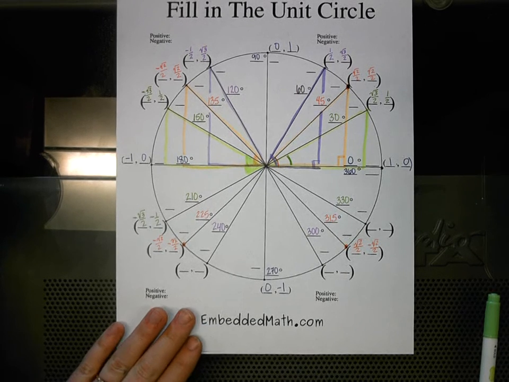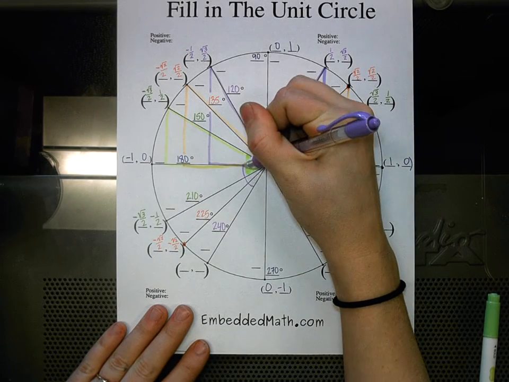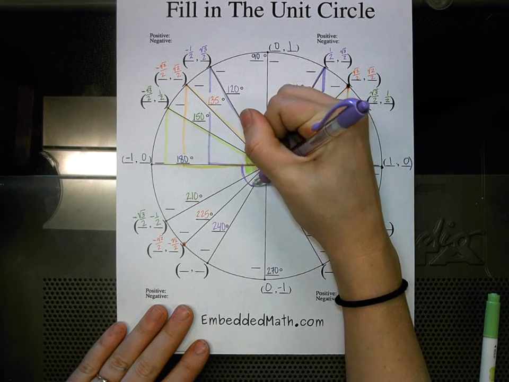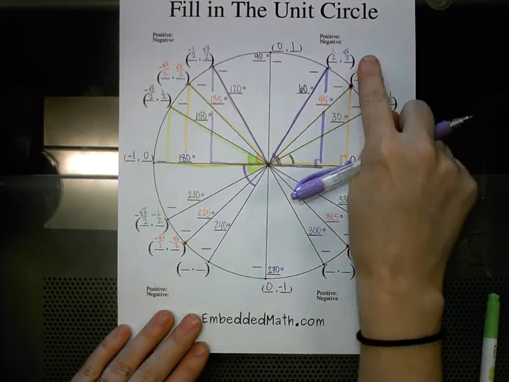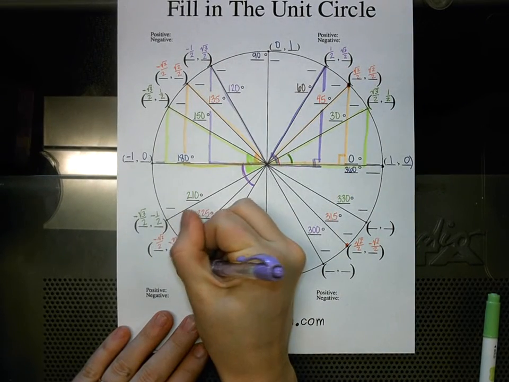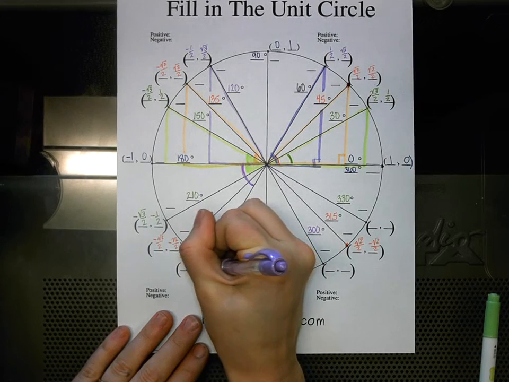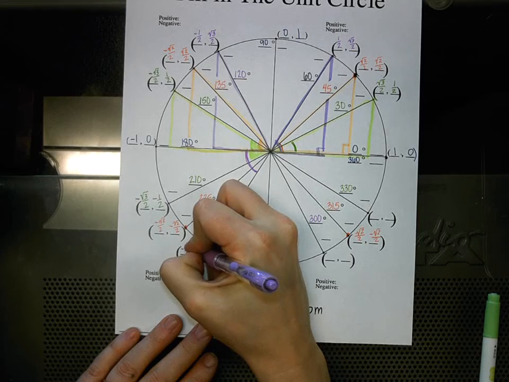Which means 240 is a 60-degree reference angle. That's a lot bigger. It's 60 degrees. So it matches our 60-degree reference angle of 1/2, root 3 over 2. Which one's negative? Both. Very good. We're in quadrant 3, so both values are negative.